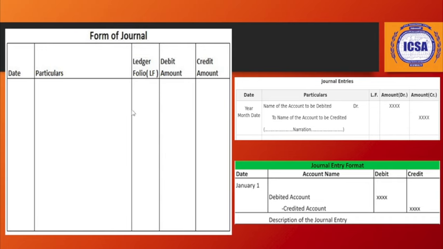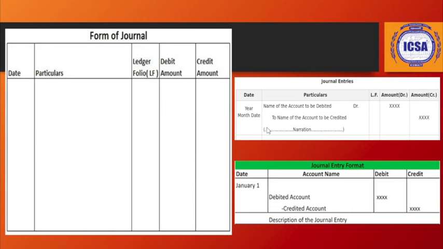And how to put up entries in journal is slightly different from other books of prime entry, because here we will be recording the debit and credit, both aspects of the entry. Here in journal entries, the date will be mentioned, then the name of the account to be debited, then the name of the account to be credited, and their relevant amounts will be written respectively in the debit and credit columns.